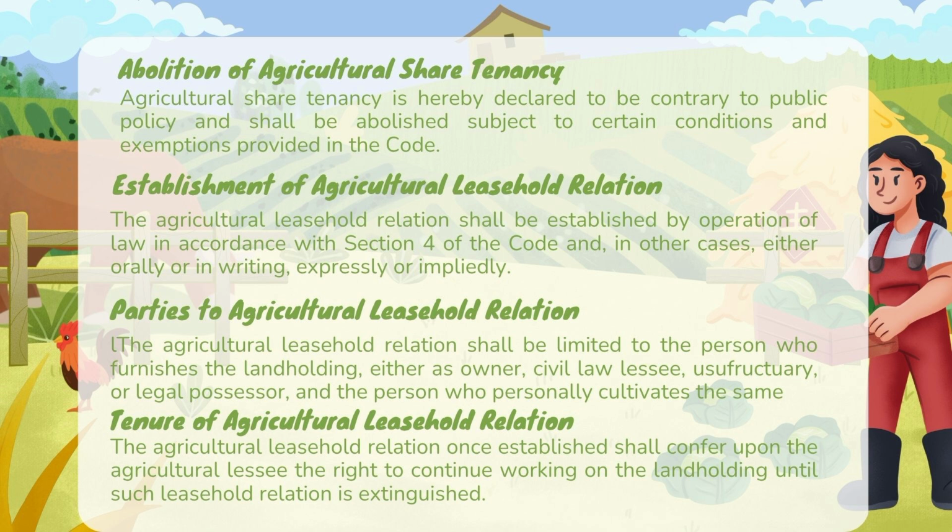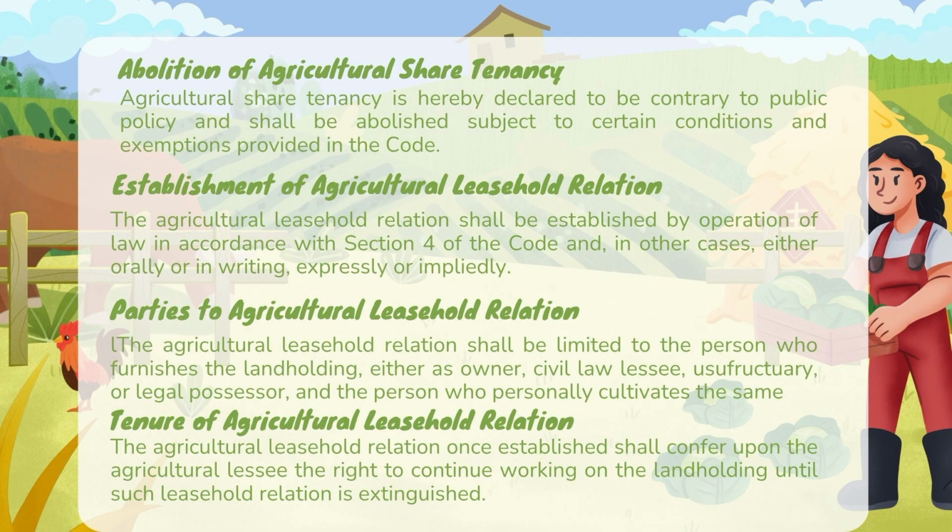The next is parties to agricultural leasehold. This relationship exists between the landowner and farmer. The landowner is the one who legally owns or manages the land, and the farmer who personally cultivates the land. For example, a landlord and a farmer who plants rice both have a leasehold agreement, and only these two are parties to that agreement.